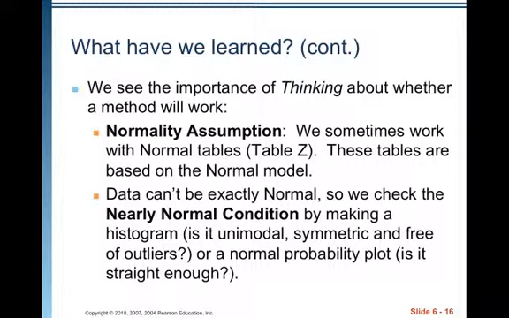We see the importance of thinking about whether a method will work. We check the normality assumption, or we hold that assumption. We sometimes work with normal tables, table Z. These tables are based on the normal model, and in our examples, we're going to see how to use our CAS to do the same thing. Data can't be exactly normal, so we check the nearly normal condition by making a histogram or dot plot or stem and leaf diagram, and we ask, is it unimodal, symmetric, and free of outliers? We can also use a normal probability plot, and there we ask, is it straight enough?